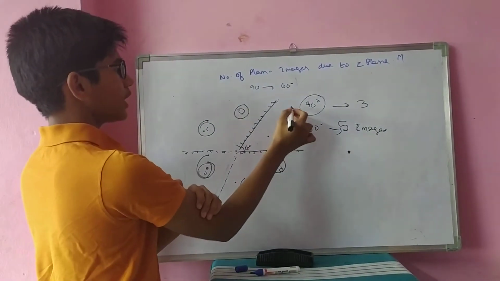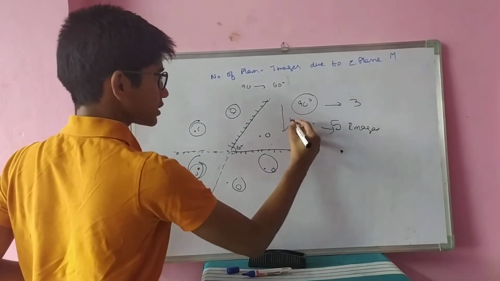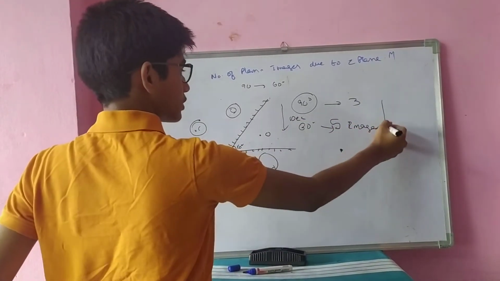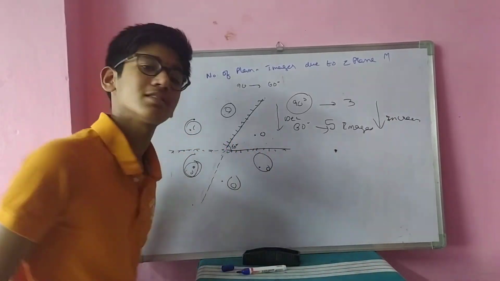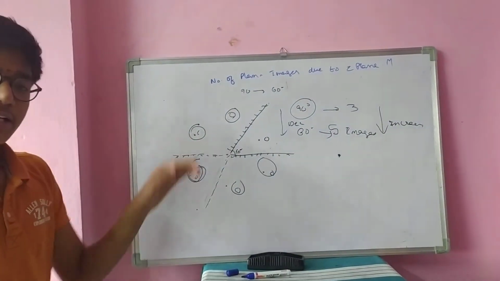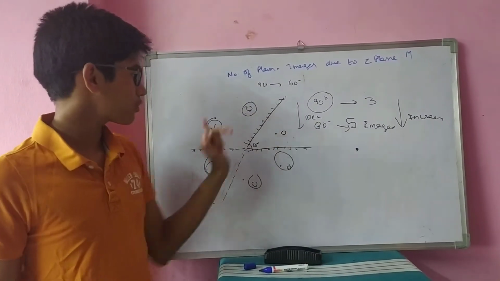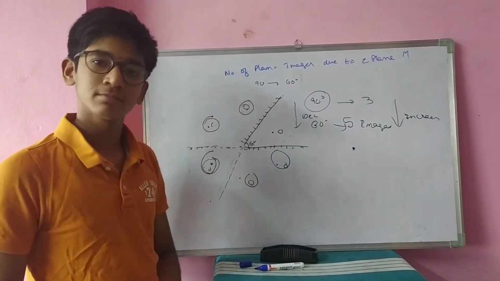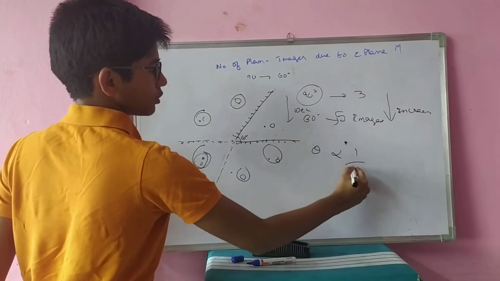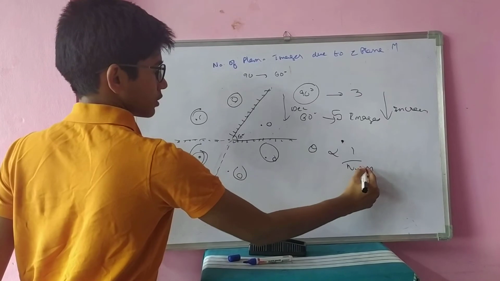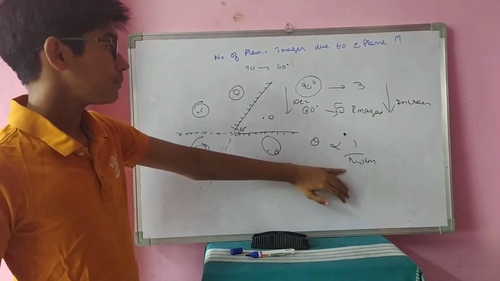Here you see, I had decreased the angle. But you could see there is an increase in the number of images. If you decrease the angle between those two plane mirrors, the number of images formed will increase. In the sense, theta is inversely proportional to the number of images. Okay? Is this point clear?